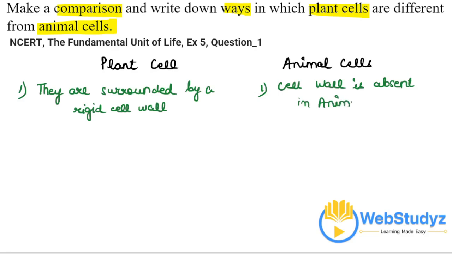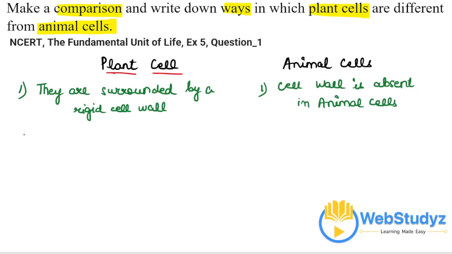So what happens is that in animal cells, we directly have the cell membrane, but in plant cells, apart from the cell membrane, we also have a very strong rigid covering, which we call the cell wall. This is a characteristic feature of plant cells: if cell wall is present, that cell is a plant cell, and if cell wall is absent and we directly have cell membrane, then that type of cell is an animal cell.